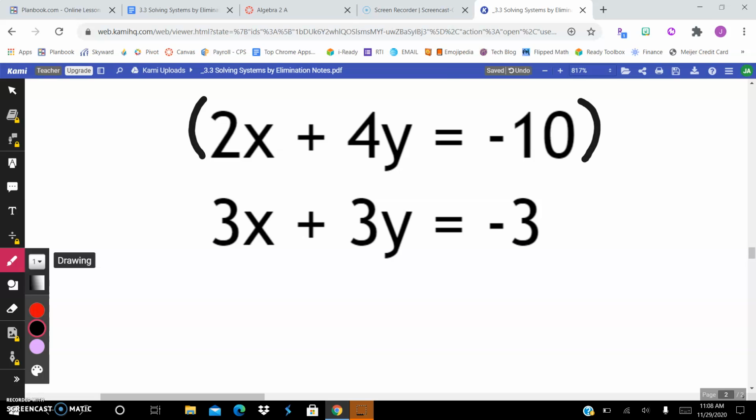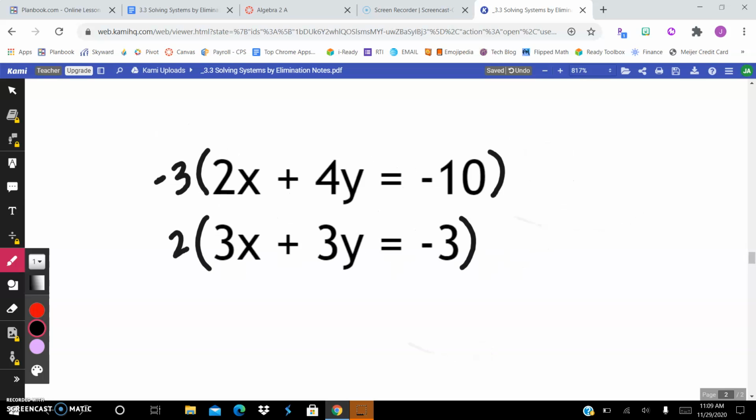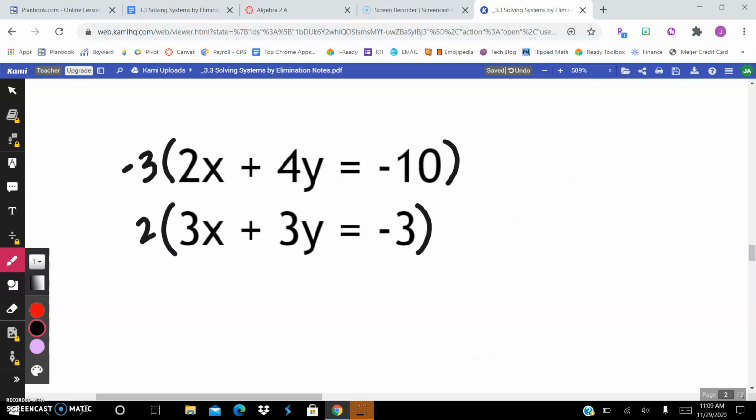So in order to make the top equation 6x, I would have to times by a 3. And in order to make the bottom 6x, I would have to multiply by 2. One of them has to be negative and one has to be positive. And you get to pick again. It does not matter. I'm going to pick the top one just because that negative 10 is a bigger number. The absolute value of negative 10 is 10. So I want that bigger number to be positive. So if I multiply it by a negative, it would become a positive. But again, it does not matter. You would get the same answers if you picked to put the negative at the 2.